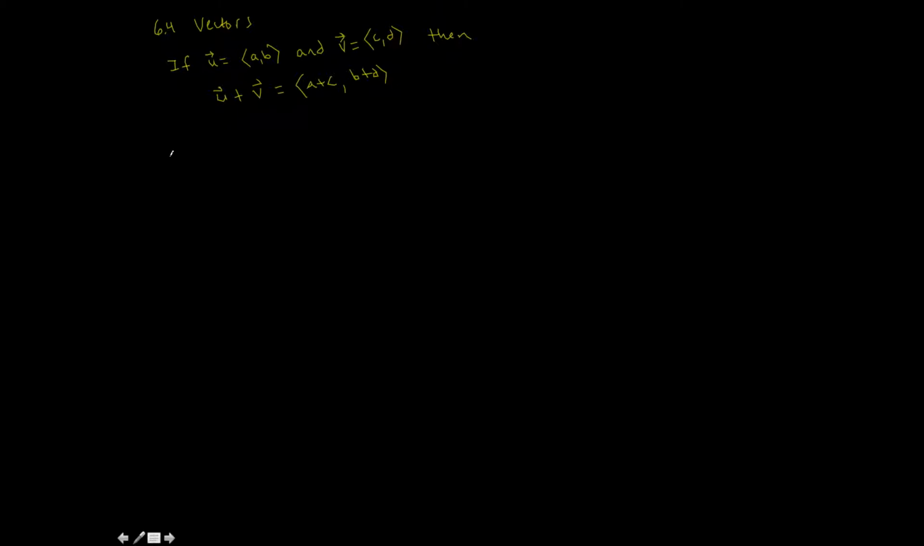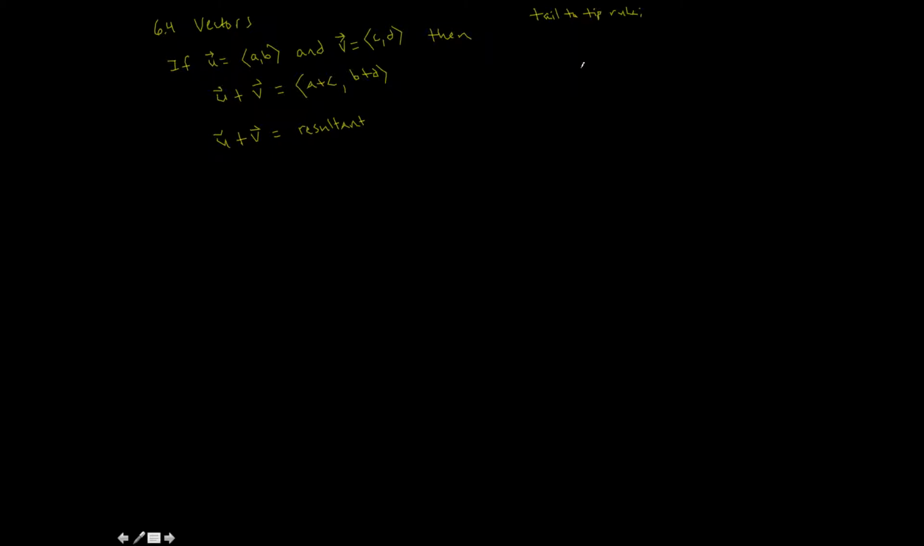Now, u plus v here is called the resultant. Okay? It's the same thing as the resultant. And the sum of a vector can be interpreted geometrically. One way it can be interpreted is the tail to tip rule.